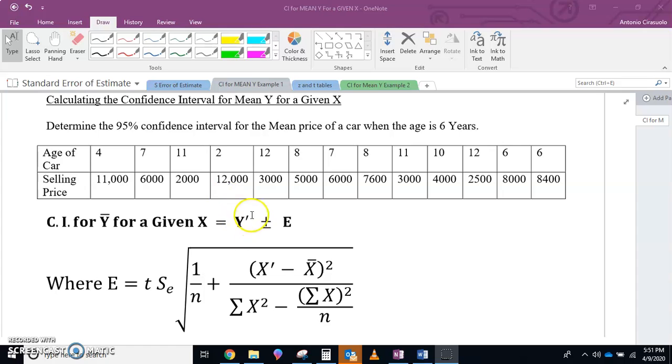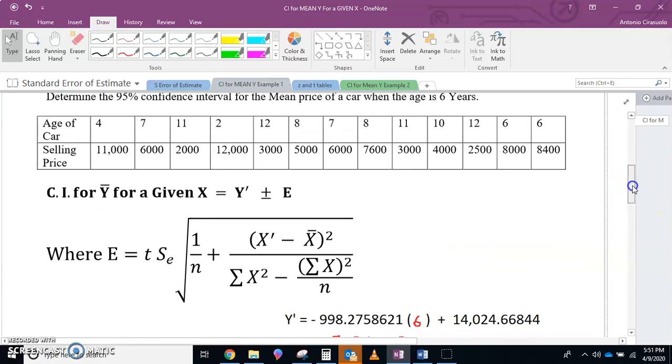So if you had gone through the first video, basically I said we're going to calculate the confidence interval for the mean value of y for a given value of x. We're going to find the value for y prime at a given value of x, and then we're going to add and subtract some error. Now the error looks like this. Okay, the formula looks like this. The formula looks a little complicated, but it's really pretty straightforward. The t-value, we should know how to calculate. The standard error of estimate, we've already calculated that from the previous class. Now it's just a question of working with this part of the equation.